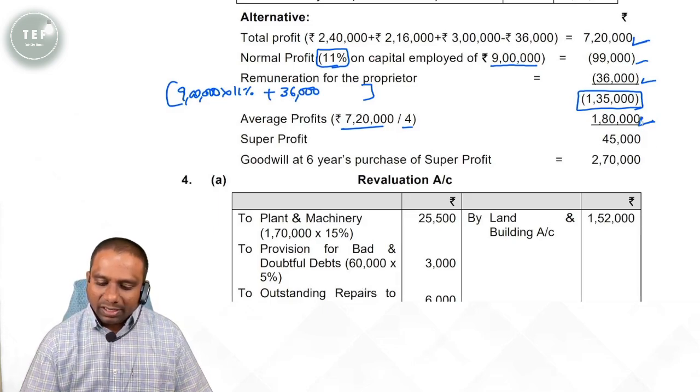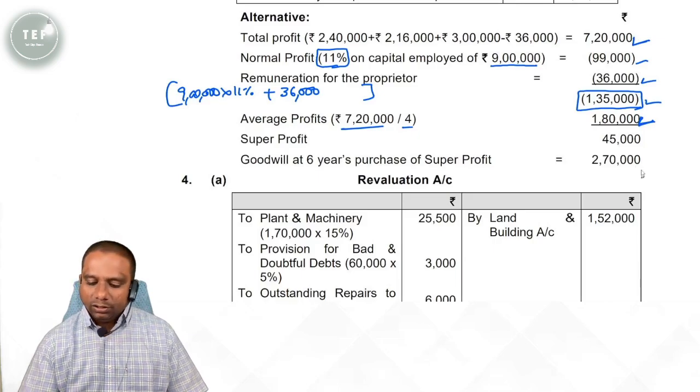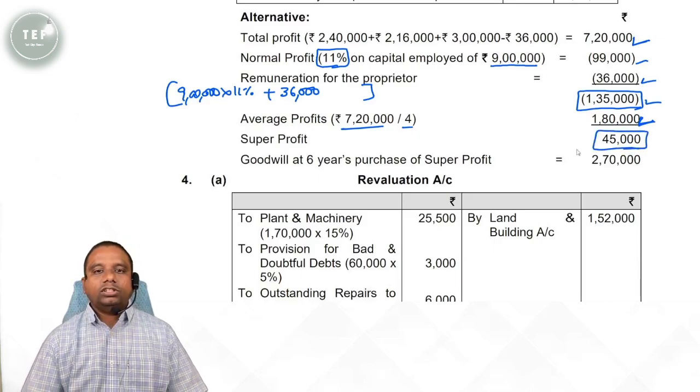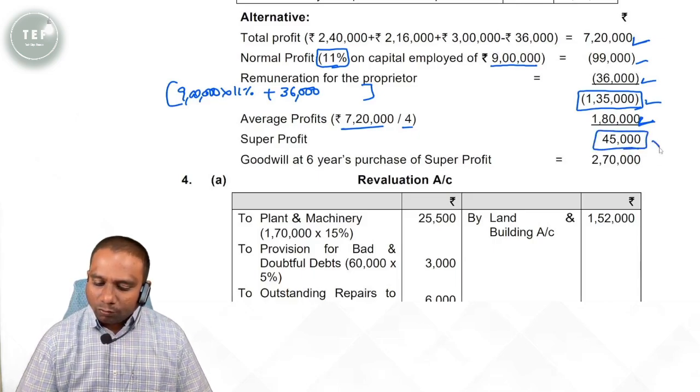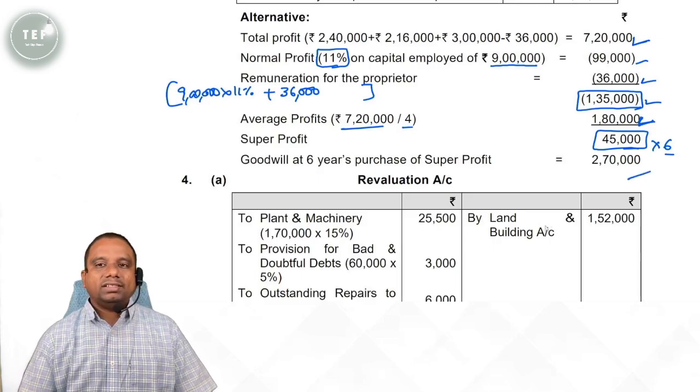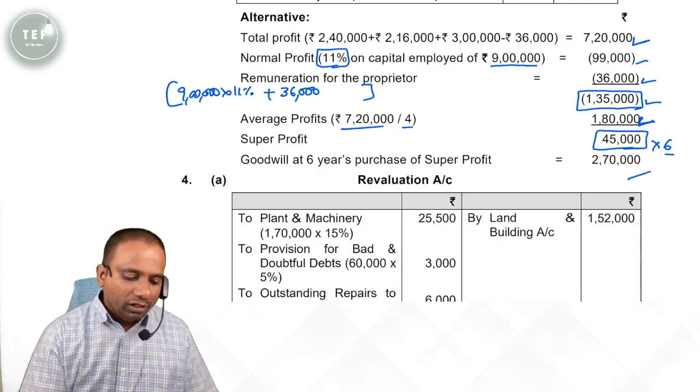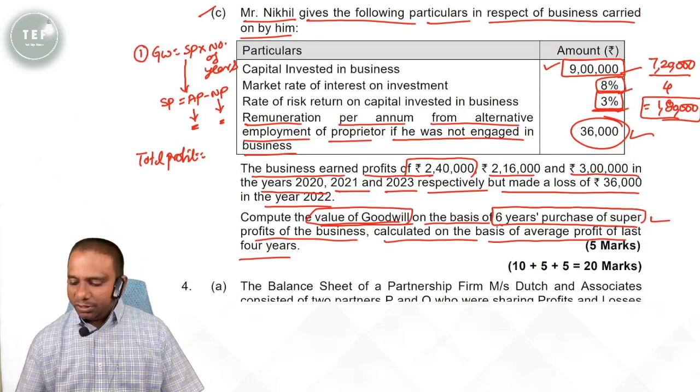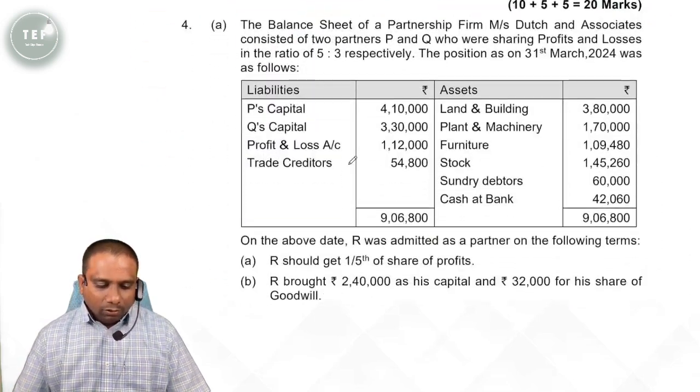So from 1,80,000 deduct 1,35,000. How much do you get? 45,000 rupees super profit. And this super profit is multiplied with 6. So that is 2,70,000. This is the goodwill valuation, students, by the super profit method. Next one. 4A.